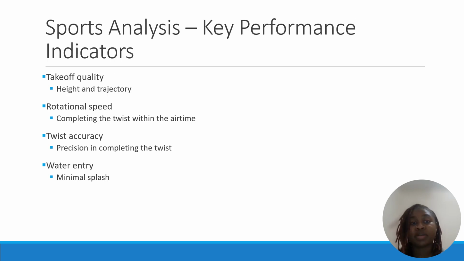So some key performance indicators are the takeoff quality, rotational speed, twist accuracy, and the water entry. For takeoff quality, it's about height and trajectory. For rotational speed, it's about completing the twist within the air time. For twist accuracy, it's about the precision and completing the twist. And for water entry, it's about minimal splash.